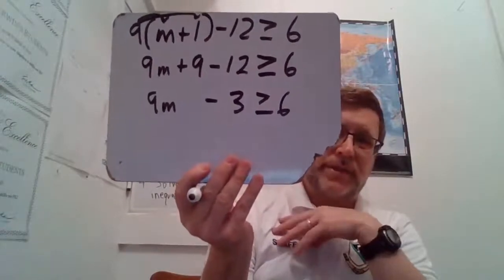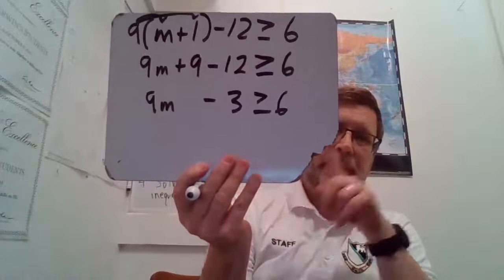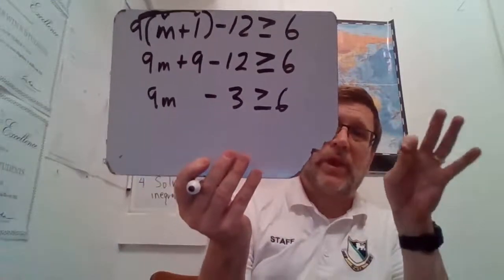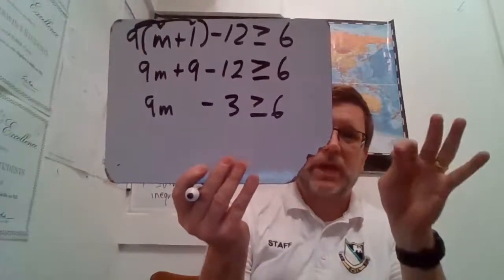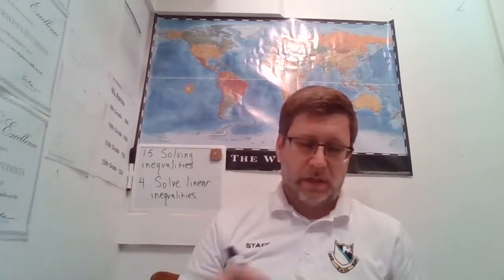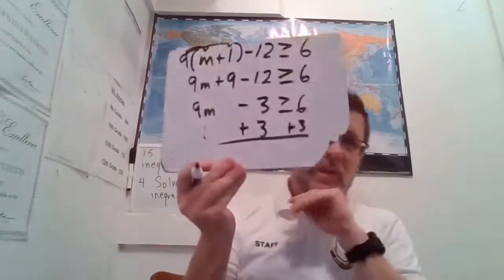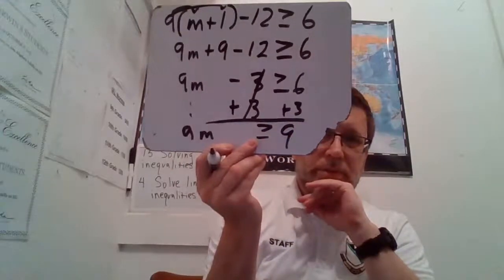Let's get rid of the negative 3 on the other side. You do the opposite operation. What's the opposite operation of subtracting a 3? Adding a 3 to both sides. To get rid of something, you always do the opposite operation. So I added the 3 to both sides. Bring down the 9M. 9M, the 3's cancel out, is greater than or equal to 9.